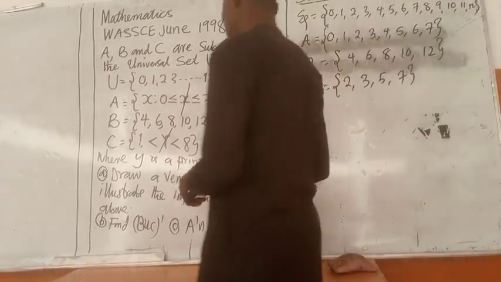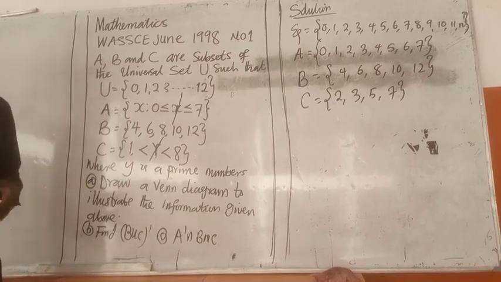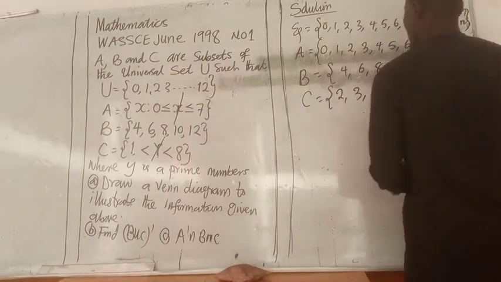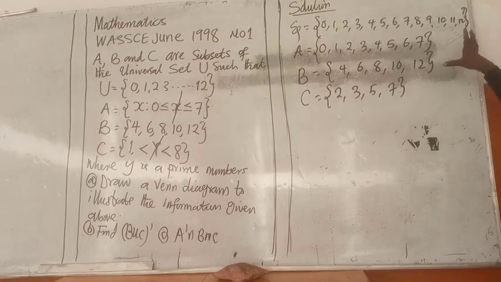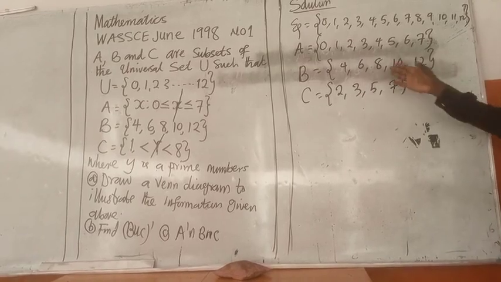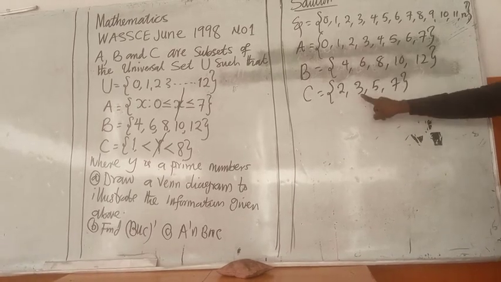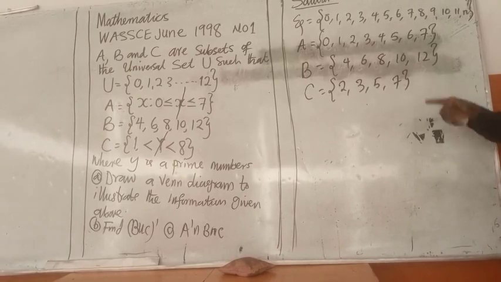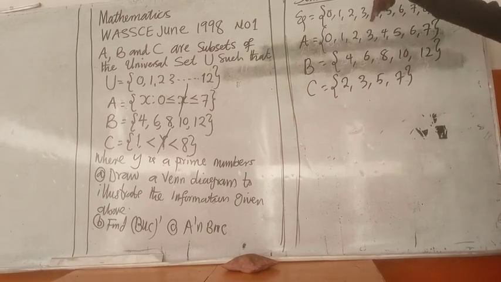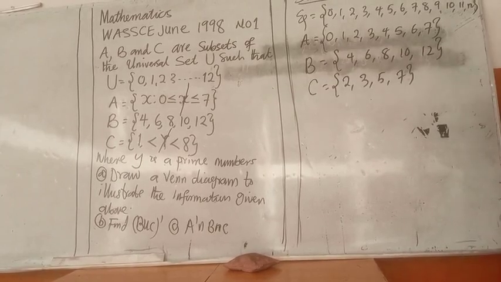The first question says to draw a Venn diagram to illustrate the information given above. But you have to consider and watch very well before you do any Venn diagram. If you can see, 4 is not here. B and C are not related at all. But if you look at C and A, 2 is here, 3 is here, 5 is here, 7 is here. Which means set C is contained in A, which means C is a subset of set A, which means the circle of set C will be inside A.